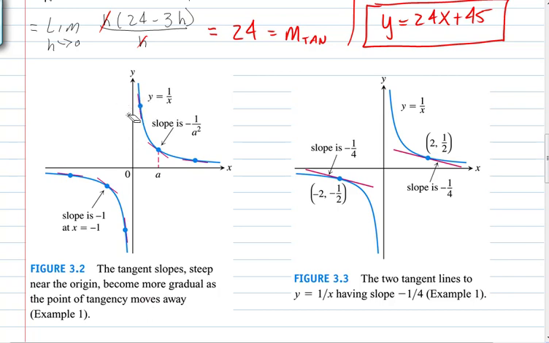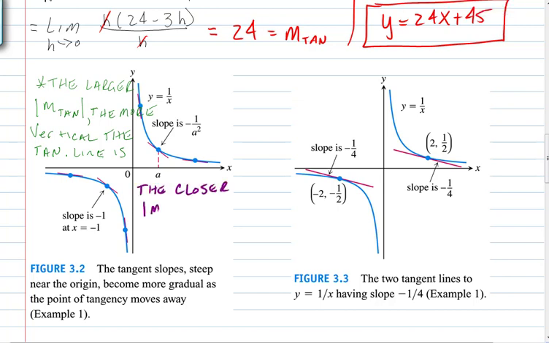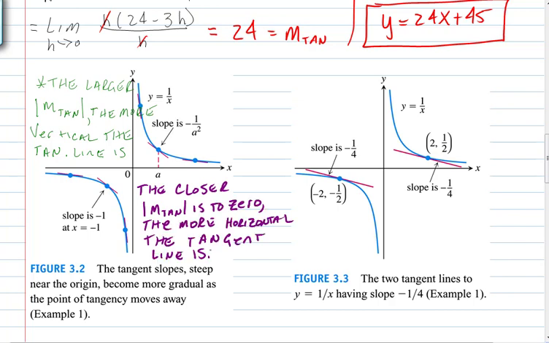What happens is, the larger this value is for the slope of the tangent line, the more vertical the line is. The closer it is to 0, the more horizontal the line is. Let me write that out because it's probably worth noting. The larger the absolute value of the slope of the tangent line is, the more vertical the line is. The more horizontal, the closer the slope of the tangent line is to 0. Horizontal lines have what slope? 0 slope, right? Vertical lines have an undefined slope, and that's because you're dividing by 0, which means it's going off to infinity or negative infinity.